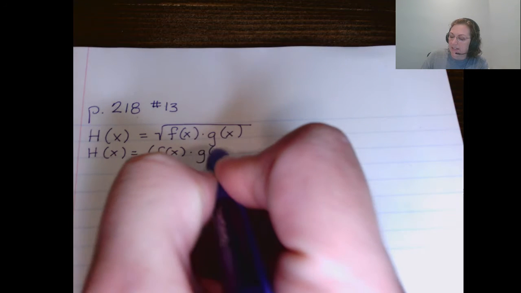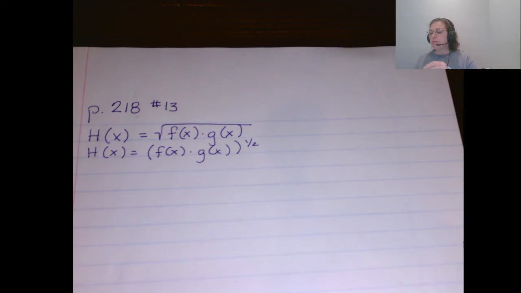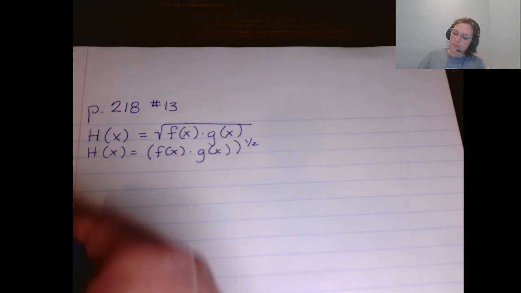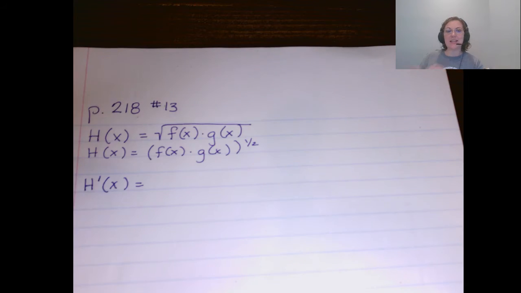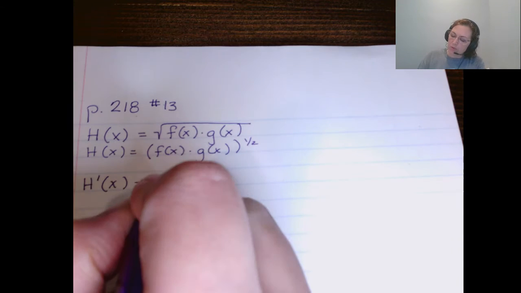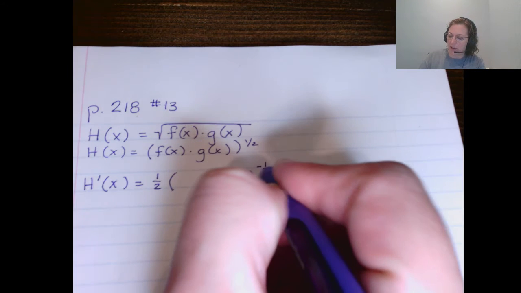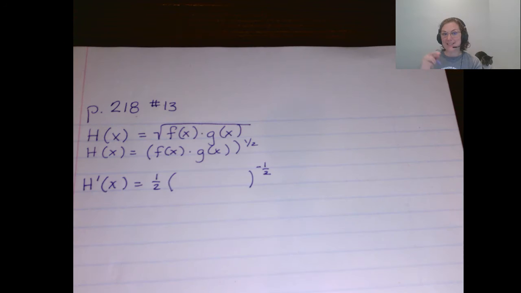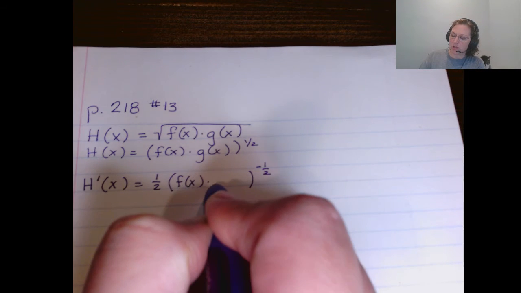So I've got f of x times g of x, and that's going to be raised to the 1/2 power. I write it like this as opposed to the radical form so that I can easily do the power rule. So let's take the derivative. I'm hoping you're seeing that that outside function is something to the 1/2 power. So the derivative would be 1/2 times that something to the negative 1/2 power. That something that was being raised to the 1/2 power is f times g of x.